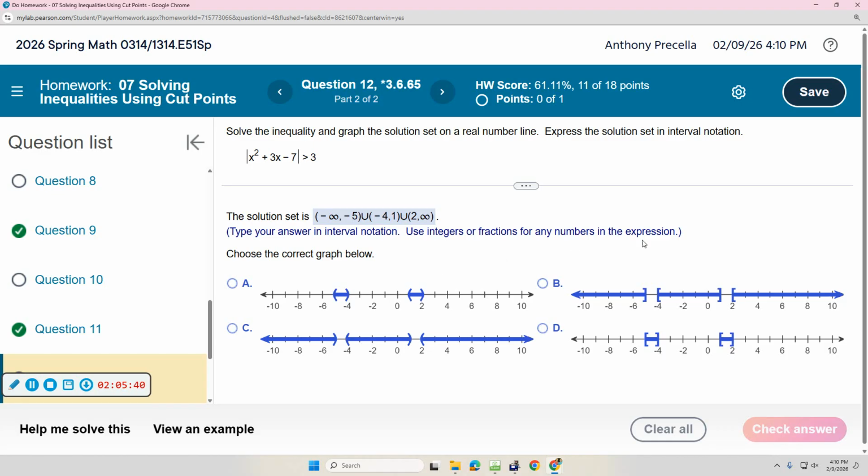We're not through. A, B, C, or D. It's not brackets because we don't have any closed circles. So it's either A or C. C? Mm-hmm.